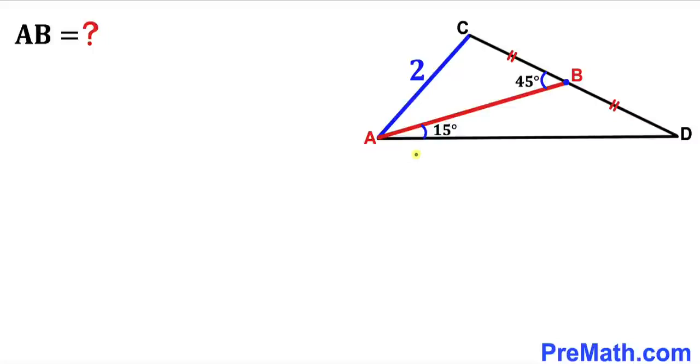Welcome to Premath. In this video, we have got this triangle ADC along with this segment AB, and as a result, we get these angles 15 degrees and 45 degrees. And moreover, this side length AC is 2 units. And furthermore, this segment BC is equal to this segment BD. And now our task is to find the length of this segment AB.